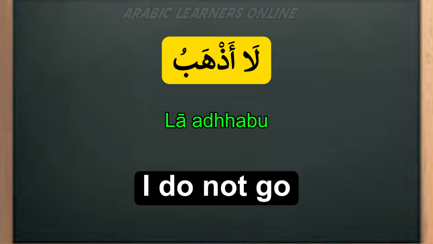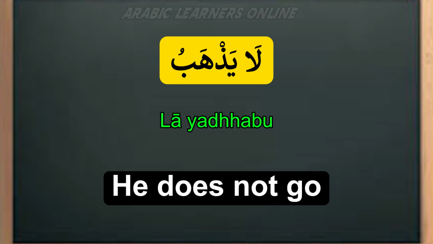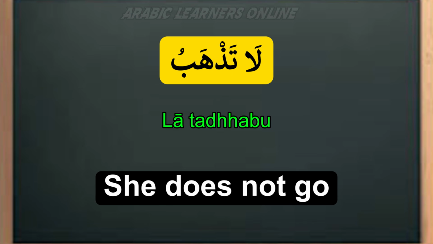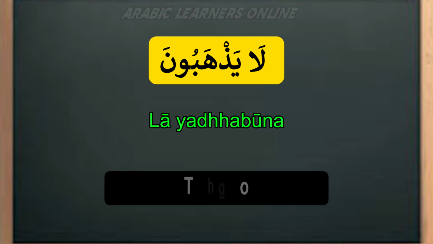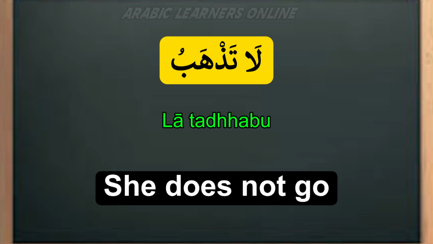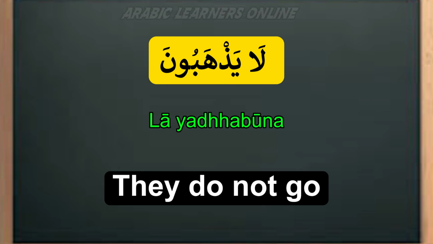Now you say it with me. لا أذهب. La is the negation particle for present tense. أذهب means I go. Do not use ma for present. Use la. He does not go. لا يذهب. She does not go. لا تذهب. They do not go. لا يذهبون. Now you say لا يذهب, لا تذهب, لا يذهبون.